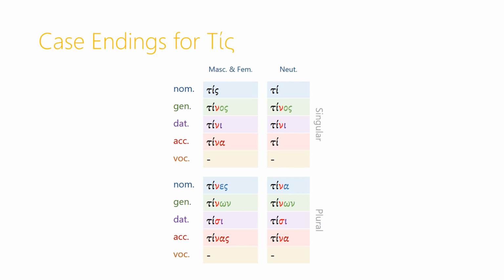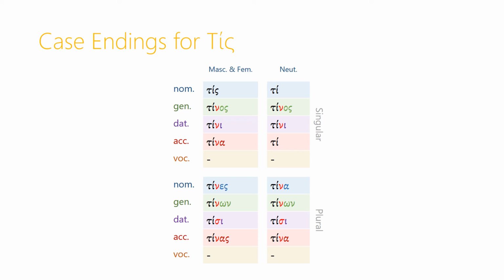Before we leave the dative, we just want to glance at a few other pronouns and take note of the dative forms in these pronouns that we've already become familiar with. So if we look at the case endings now for tis and include the dative, you can see that the real stem tin is still there in the dative singular, and in both the masculine, feminine, and the neuter forms, we just have tini with that iota added on.